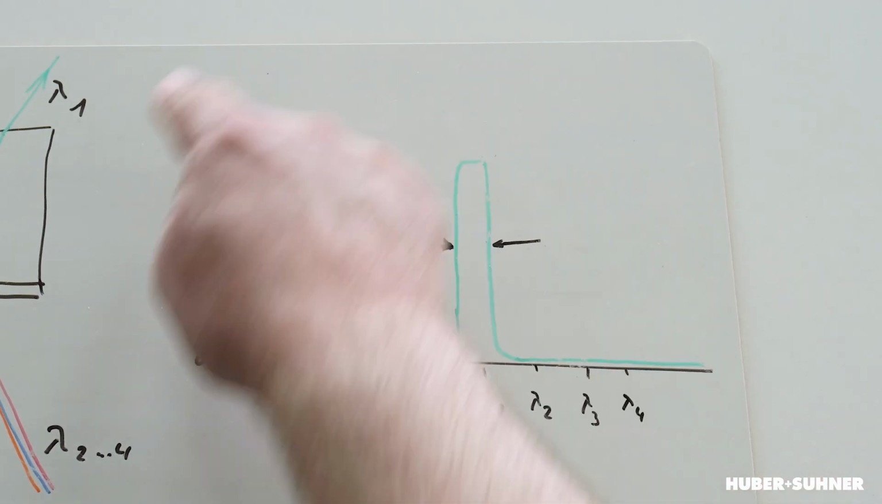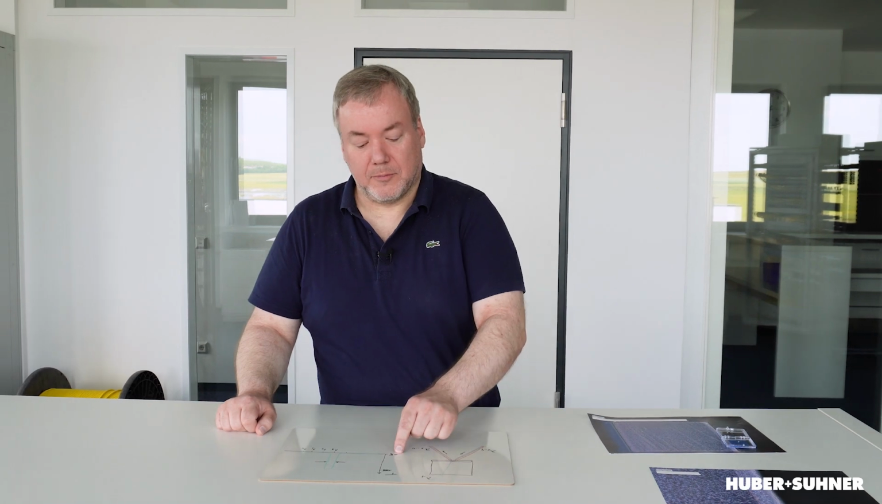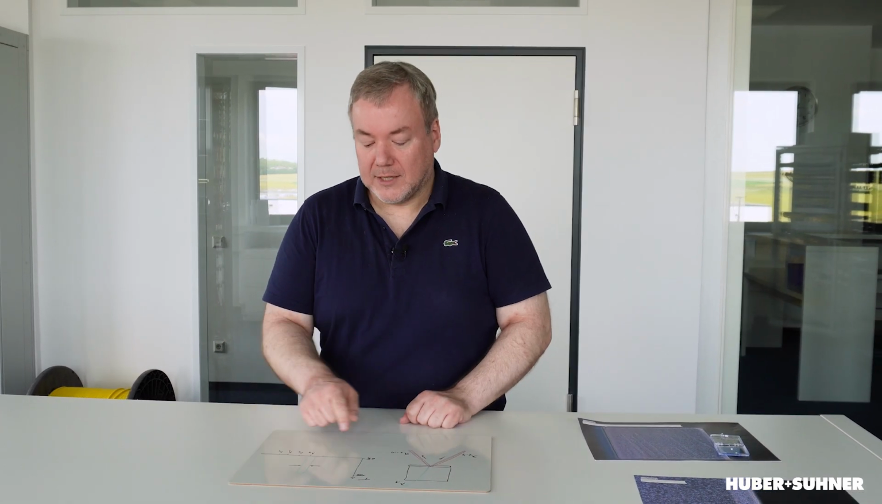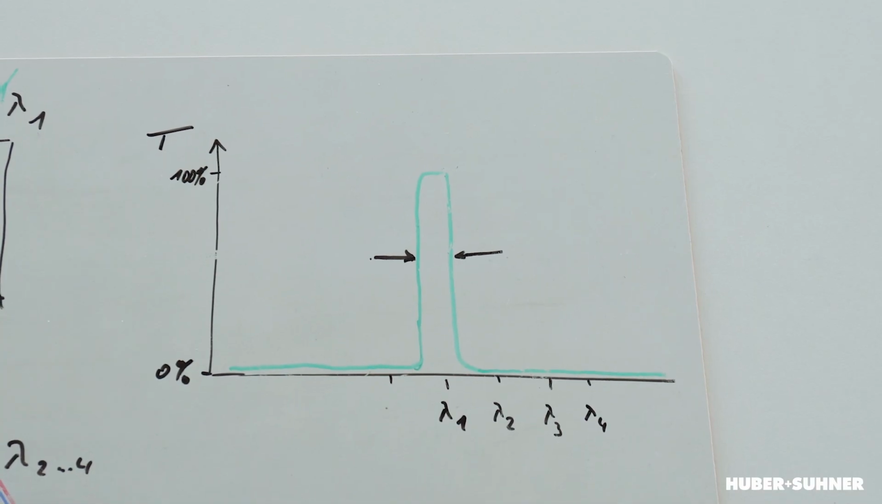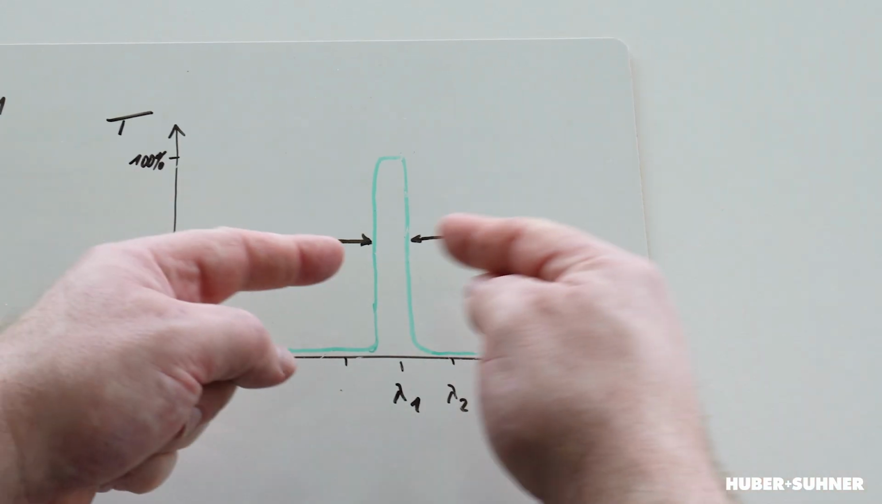If we take a look at the graphic on the right side, we have the transmission of the filter from 0% to 100%, and on the x-axis we have the wavelength. And if we look at lambda 1, which is this filter, you can see there's a certain passband, a certain window of wavelength which can pass through the filter. So enough for theory. Let's go down to the clean room and see how we actually measure this passband behavior.